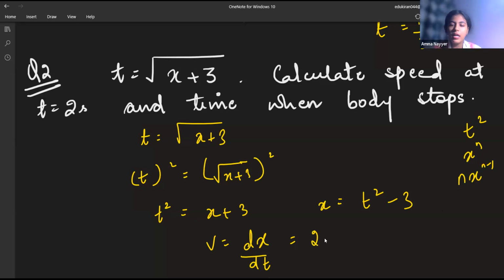Like Sarah, you're correct. 2 will also come here, then t to the power 2 minus 1, which is t to the power 1, which you have answered correctly. Do not forget this 2. Power also gets multiplied. It's nx to the power n minus 1.